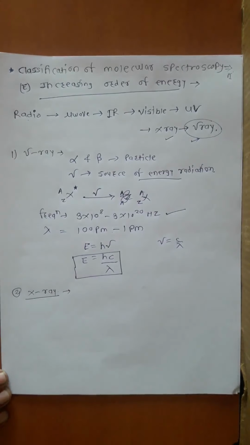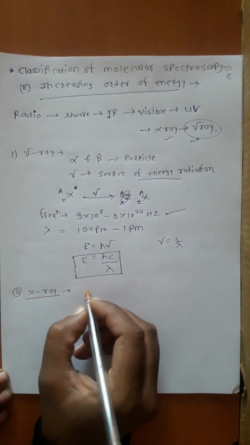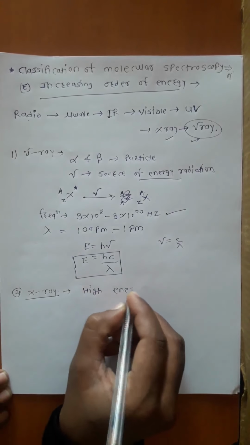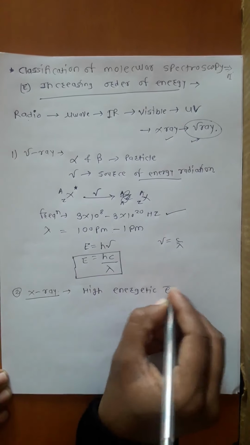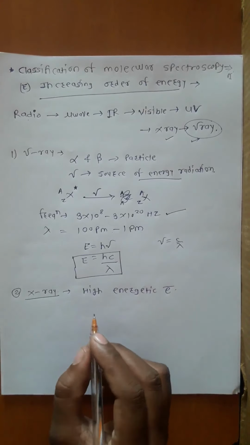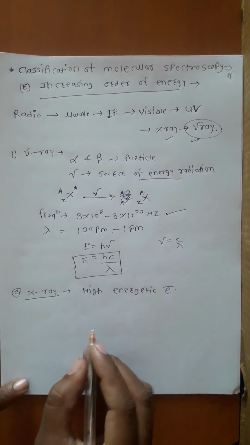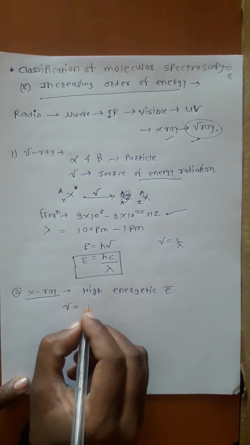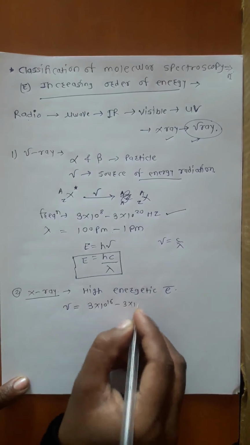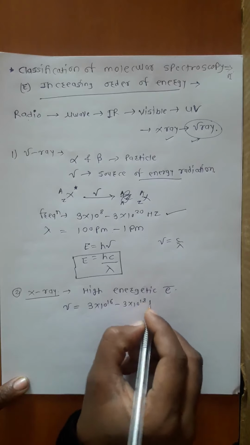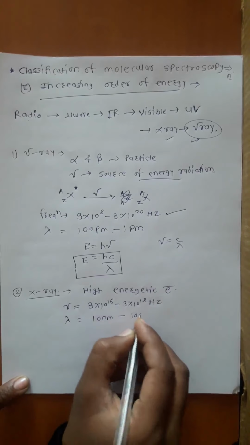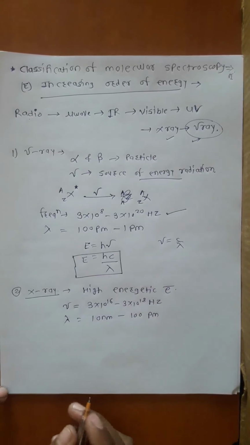X-rays are very high energetic radiation, and you have to know the uses of X-ray. The frequency of this X-ray is 3 into 10 raised to 16 to 3 into 10 raised to 18 hertz, and the wavelength is 10 nanometer to 100 picometer.